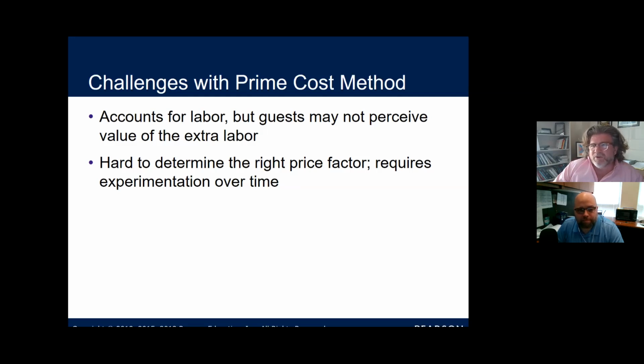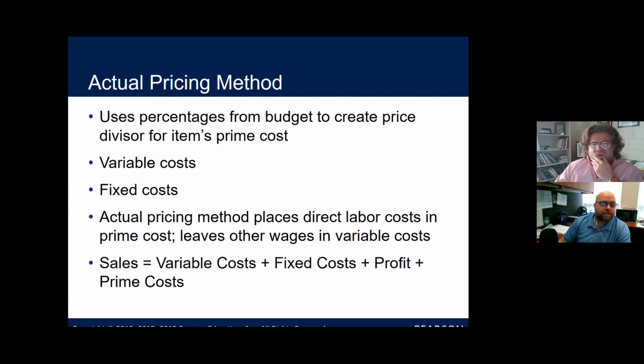It's like your first day on the job, you're not going to know what is an appropriate multiplier. It's going to take years of experience to learn what the market will bear. Yeah. And you're going to make mistakes, so it's all right. Then we have this method called the actual pricing method.